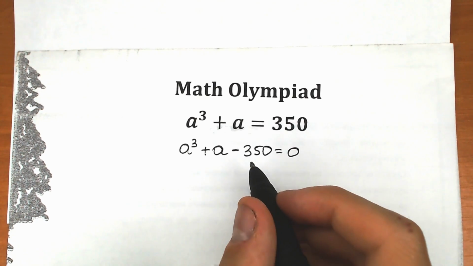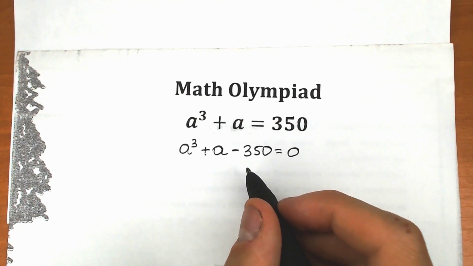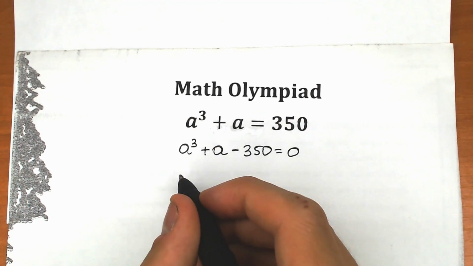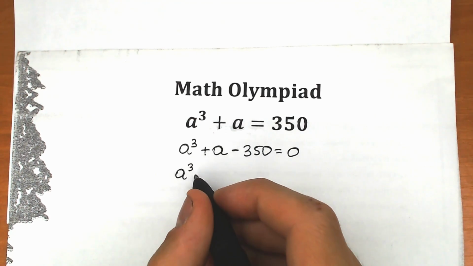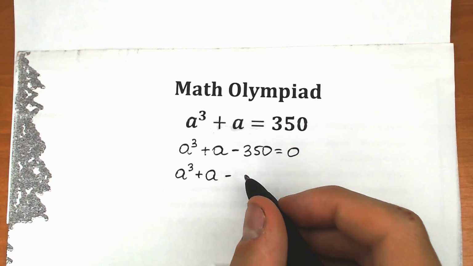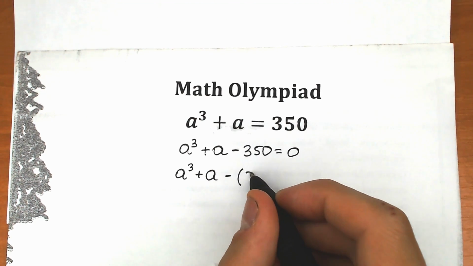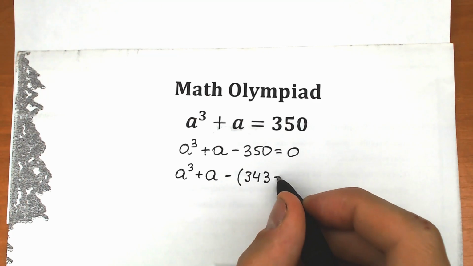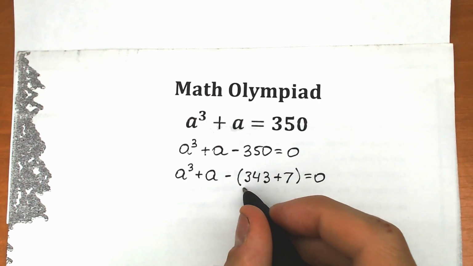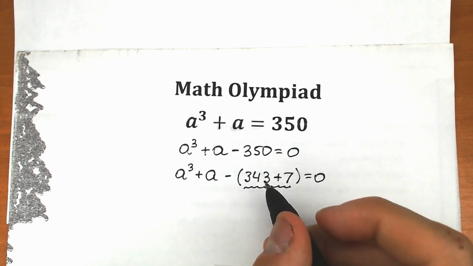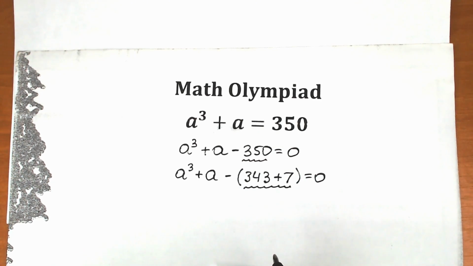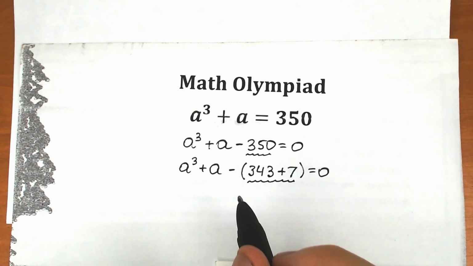Second step, let's express this 350 as 343 plus 7. So right here we have the same beginning: a cube plus a, and we have minus, but instead of this 350, let's write this expression 343 plus 7. This is absolutely the same expression. So 343 plus 7 is the same as 350, so it changed nothing. But it helps us a lot, because right now let's group this.